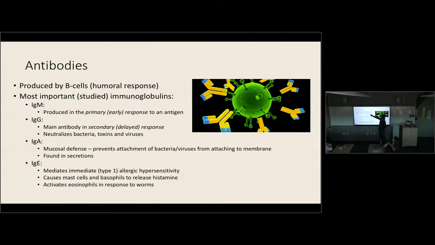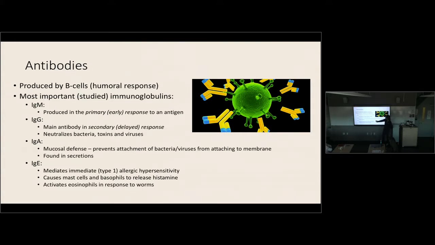And then at some point, that switches to an IgG. There's a point when B cells start to secrete IgG instead of IgM. And the IgG is the main antibody for secondary response. So this is what vaccines kind of do. This is a stronger, more robust response.